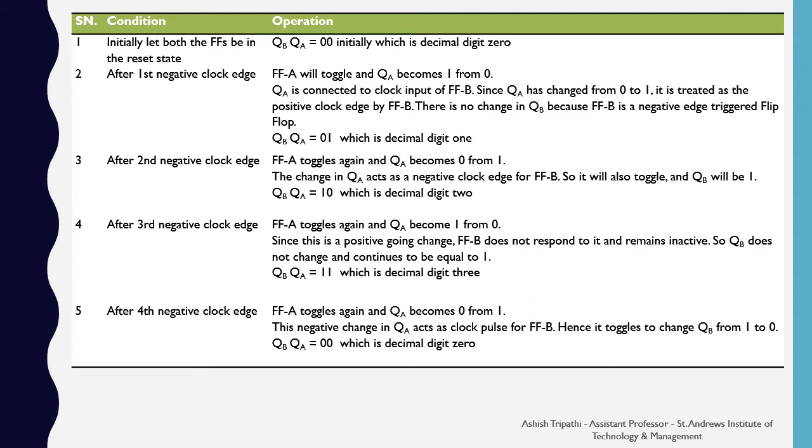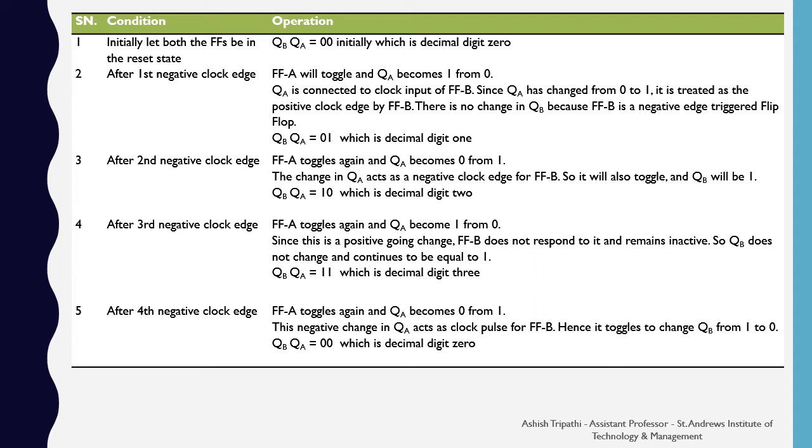On applying the first negative clock edge, flip-flop A will toggle and QA will become 1 from 0. QA is connected to the clock input of FFB. Since QA has changed from 0 to 1, it is treated as a positive clock edge, and we have taken a negative edge triggered flip-flop. So there is no change in QB, hence the output from flip-flop B is 0. Hence QB QA equals 0 1, which is the decimal digit 1.